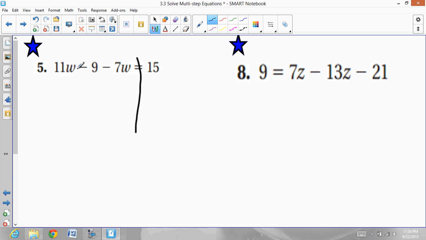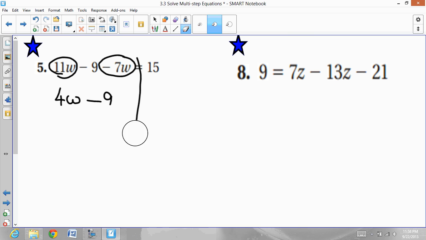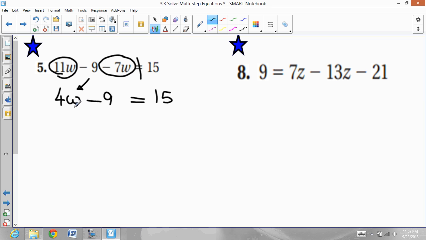And if you look on the enemy camp, you got 11 w's carried on one side and negative 7 w's carried on one side. So let's bring all of them together. So 11w combined with the negative 7w gives me 4w. Bring the minus 9 as it is. And make sure that you have the equal sign and the 15. Now you are looking at a two-step equation. So you need to isolate what w is. You need to get w to safety.